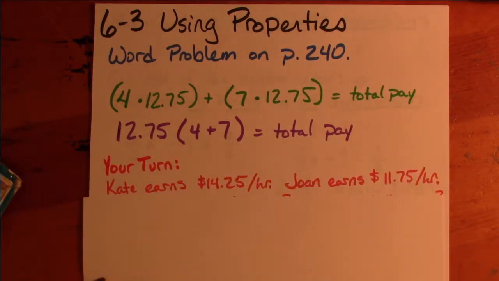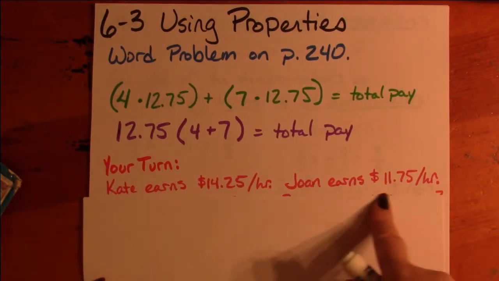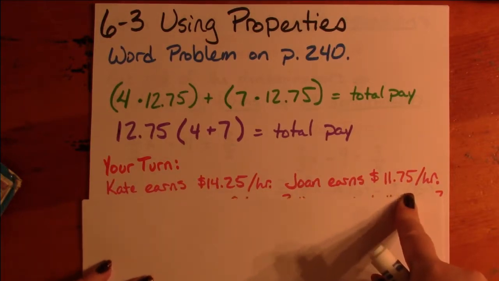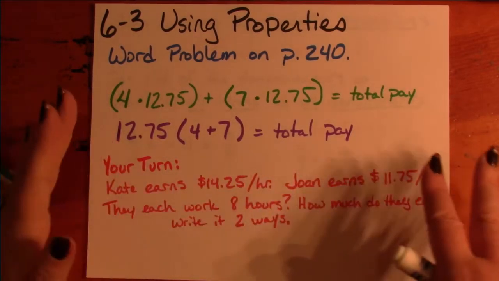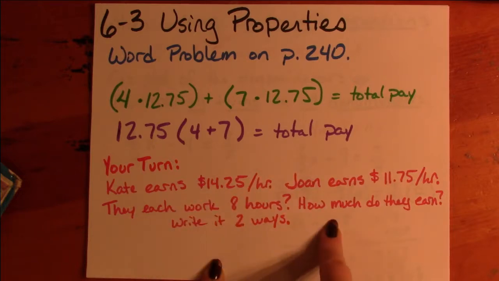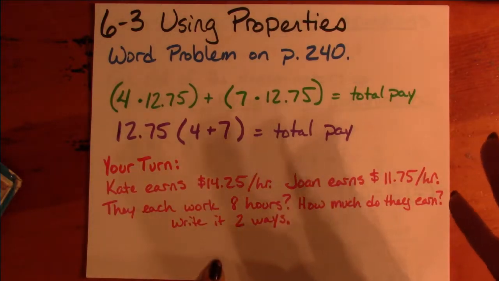Katie earns $14.25 an hour and Joan earns $11.75 an hour. They each work 8 hours. How much do they earn? And the question is, please write this two ways. I would like you to pause here, work this out, and then push play when you're done so you can have some practice and then you can do it with me.